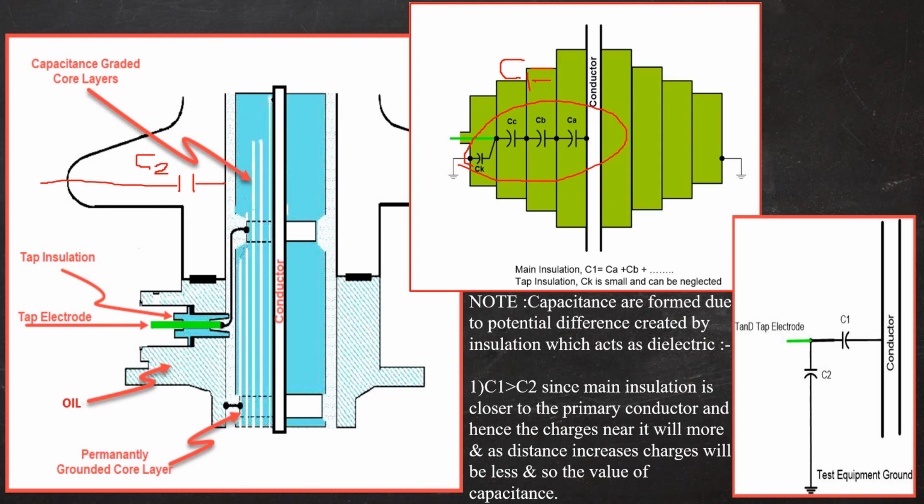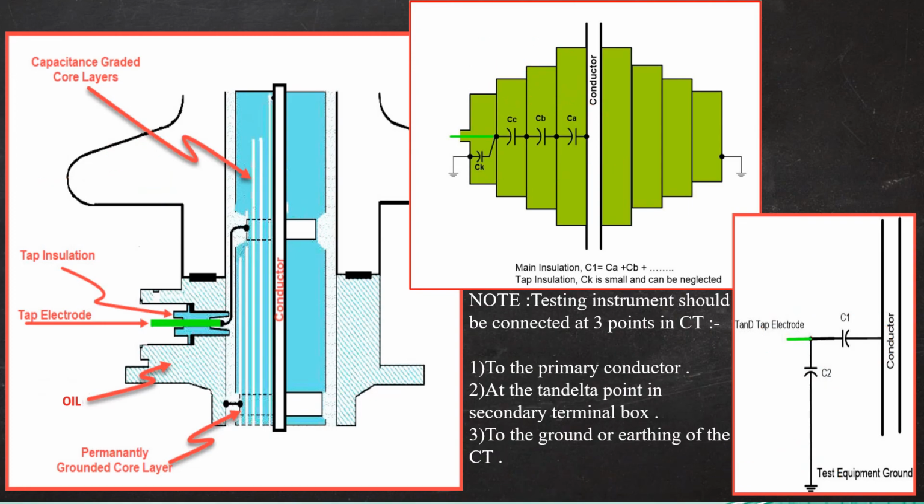And now if we want to show this C1 and this C2 in the form of an equivalent circuit, that can be shown in this way, shown on the right side of the image. C1, the tan delta capacitor electrode point which is shown here, and then C2. Now as the porcelain is connected to ground, it is always shown as the ground equipment.